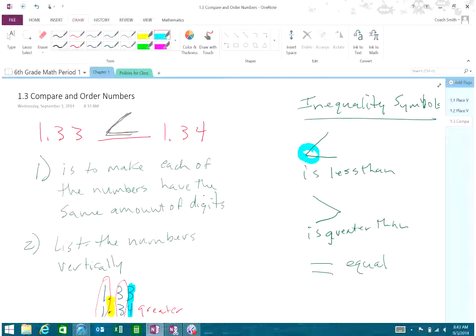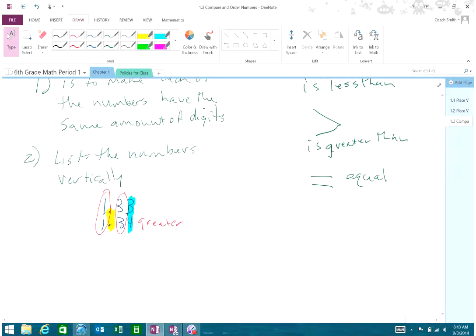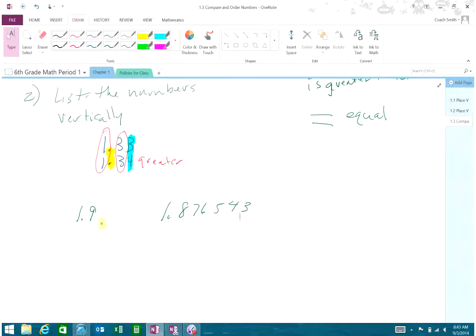So obviously if you can remember one of them, then the other one you should know just by default, okay? So that's the two main things you have to be concerned about when you're comparing or ordering numbers. Now, understand this. Let's say I had these two numbers and I'm comparing them. Let's say I'm comparing 1.9 and 1.876543.